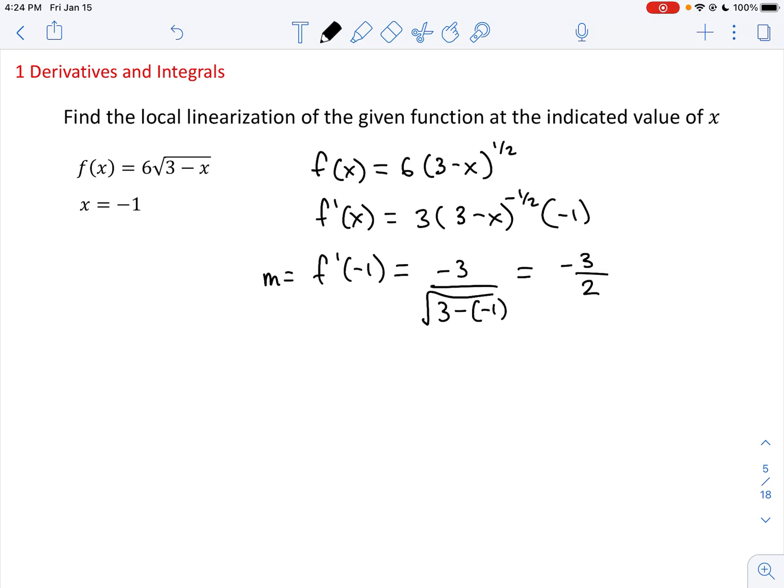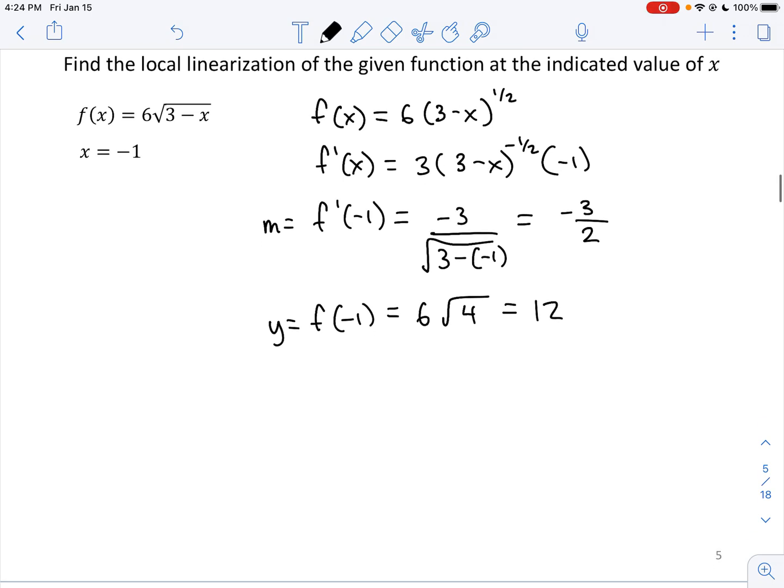And now we want the y-coordinate. The y-coordinate is found by plugging in the same x-coordinate, but back into the original function. So it's 6 times radical 4. It's going to be a 2 there, times 6 is 12. So there's our y-coordinate. And then we just construct the tangent line by doing y minus y-coordinate is equal to slope, which is -3/2, times x minus x-coordinate. And x minus -1 winds up being x plus 1.